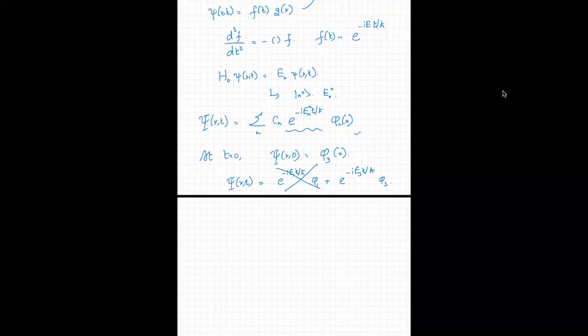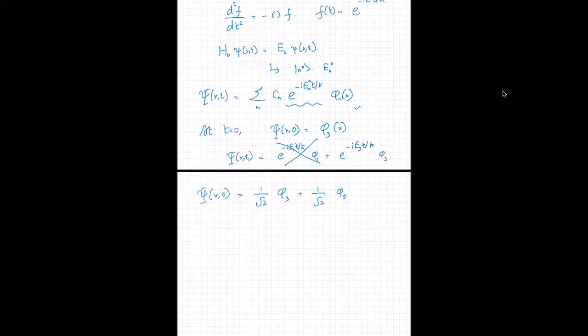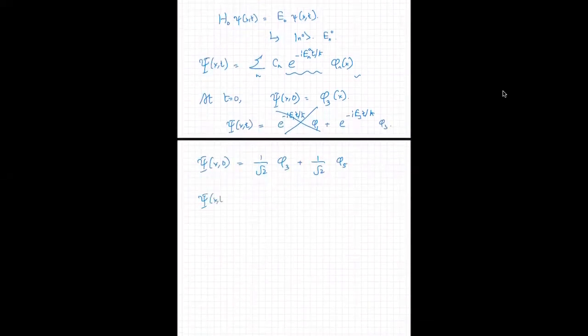Yes, sir. But suppose my state starts out, let us say psi of x comma 0 was 1 over root 2 phi 3 plus 1 over root 2 phi 5. And now I ask, what is psi of x comma t? Since I already know that the initial state can be written as a superposition of two of the stationary states, my psi of x comma t would be phi 3 e to the minus i E3 t over h bar plus phi 5 e to the minus i E5 t over h bar, right?